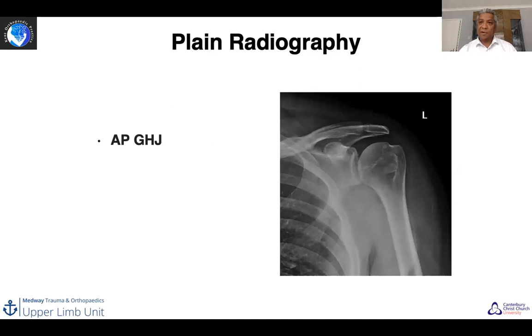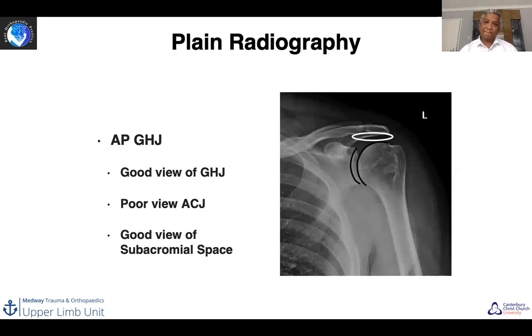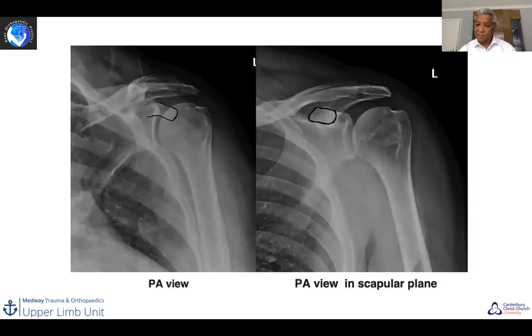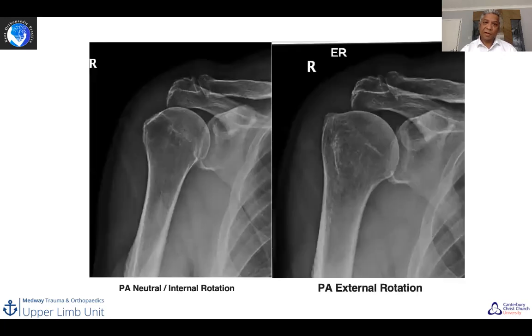This is an AP view in the scapular plane, which shows a good view of the glenohumeral joint, the coracoid appears more like a circle. There's poor view of the ACJ because it overlaps, and also shows a good view of the subacromial space. So just for comparison, the two views you can see, the AP view of the shoulder and the AP view in the scapular plane, the difference in the two is there to be appreciated.